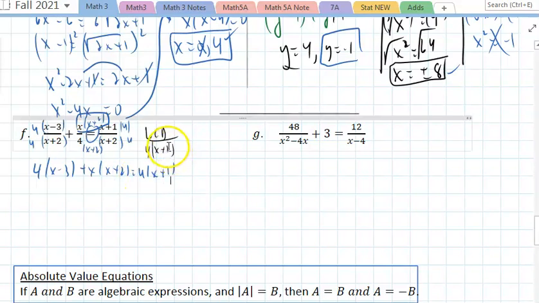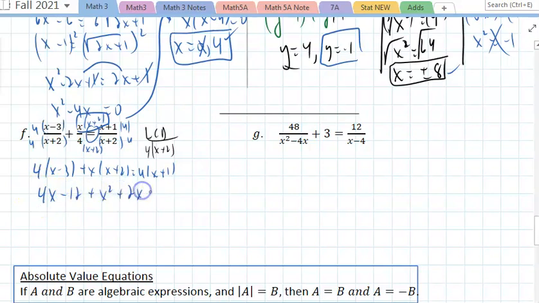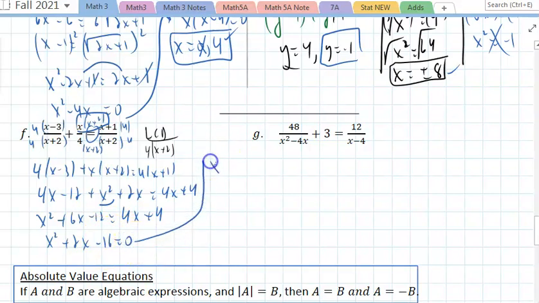There it is. This is 4x minus 12, x squared plus 2x, 4x plus 4, combine like terms. And what kind of an equation is this? This is a polynomial. Get everything on one side, subtract 4x from both sides, subtract 4 from both sides. This doesn't factor. I prefer completing the square.